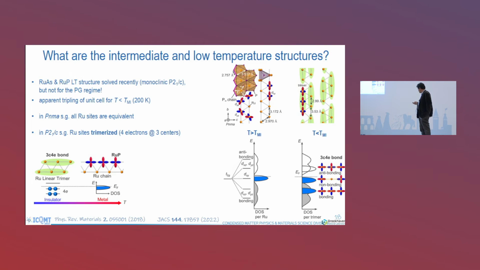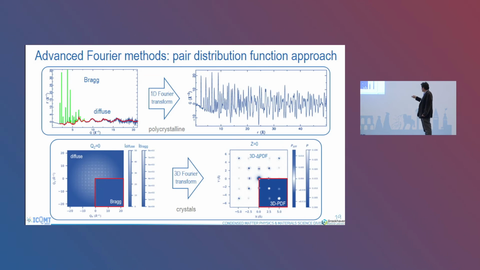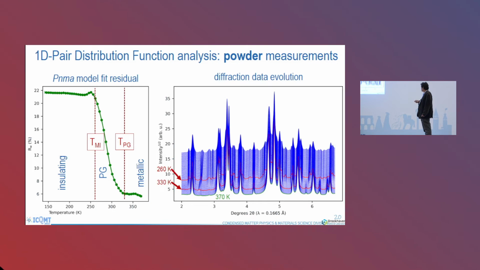So what happens if you engage the PDF machinery? The important motivation for that is that both ruthenium arsenide and ruthenium phosphide are anomalous at high temperature. They have poor metallicity, a broad Drude-like component in optical conductivity, and also enlarged ruthenium ADP parameters, or Debye-Waller factors. When you engage the PDF machinery both in the powder and crystalline form, for our samples, we do see both transitions in diffraction.